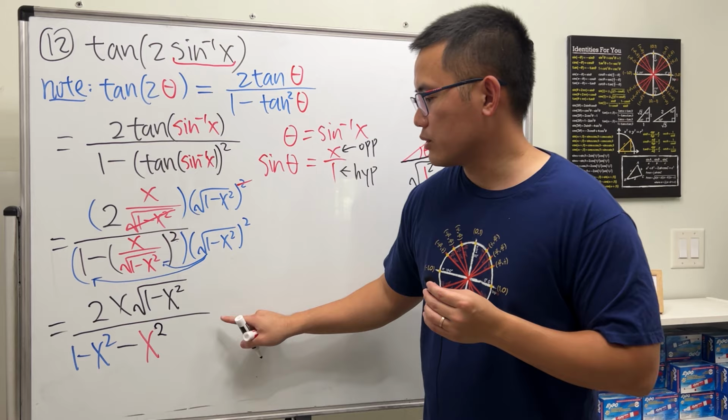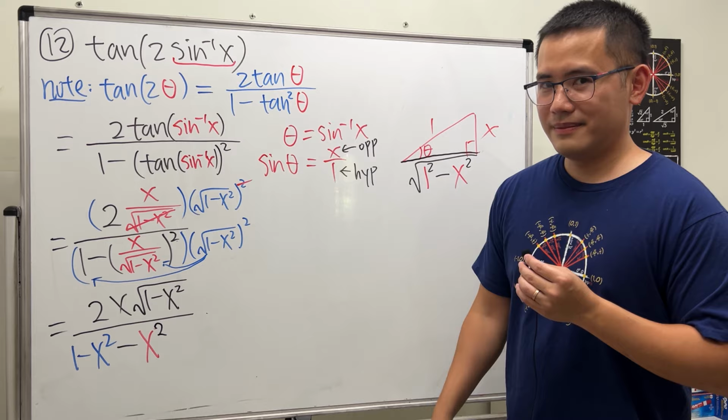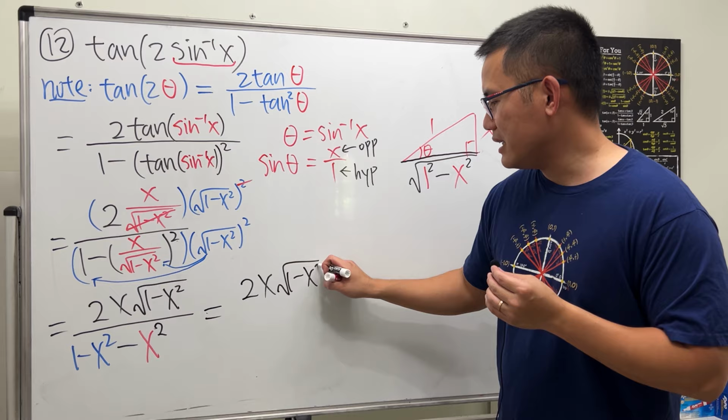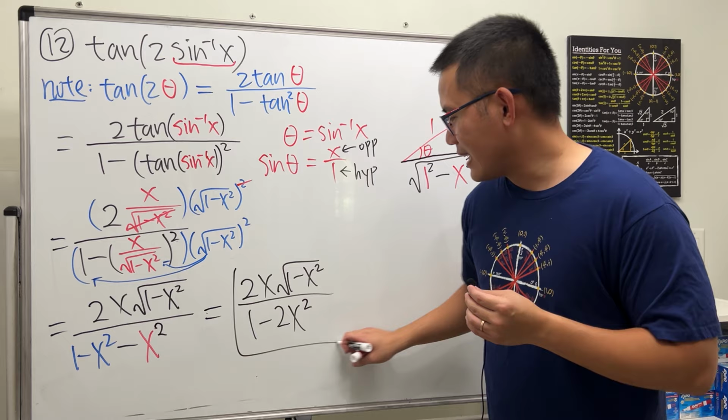So have a look a little bit. Done? All right, and finally, this and that can be combined, and then we are all done. This right here doesn't end up with a super nice expression, but that's how things are sometimes. So that's the final answer for this right here.